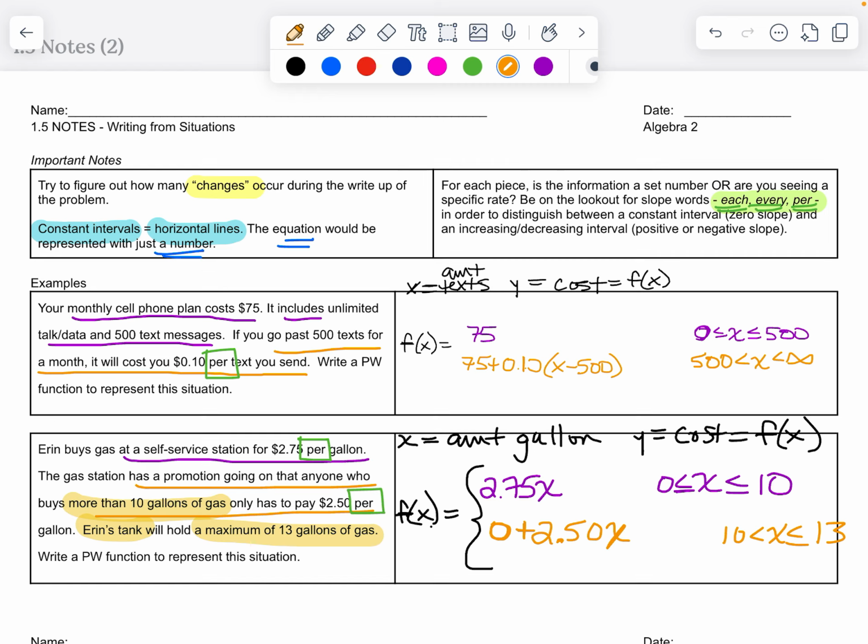If I have 11, it would just be 2.50 times 11. If it was 12, I'd just do 2.50 times 12. If I was below 10, then I would multiply that by 2.75. So I do have my two pieces there. I'm happy with what that is.